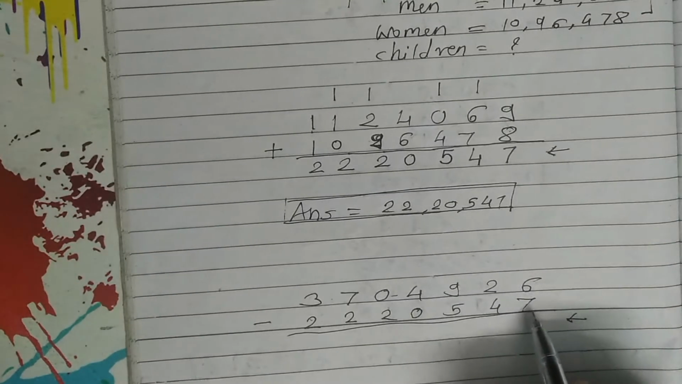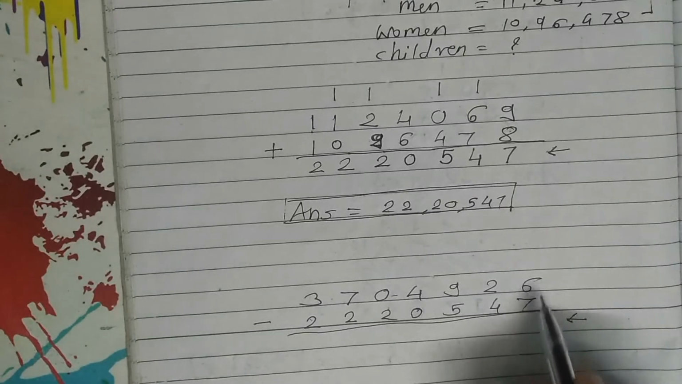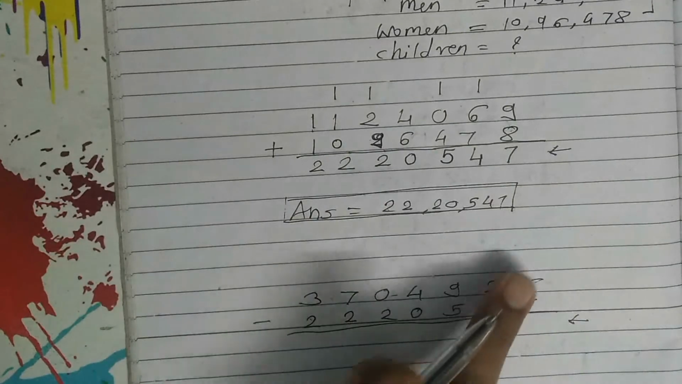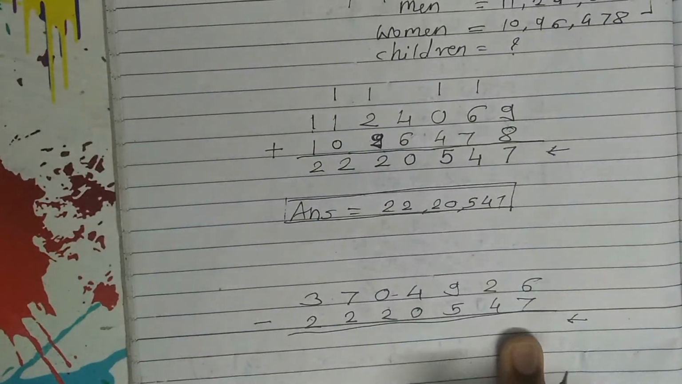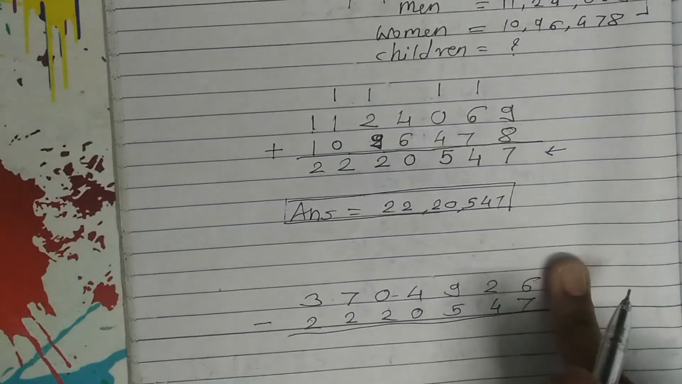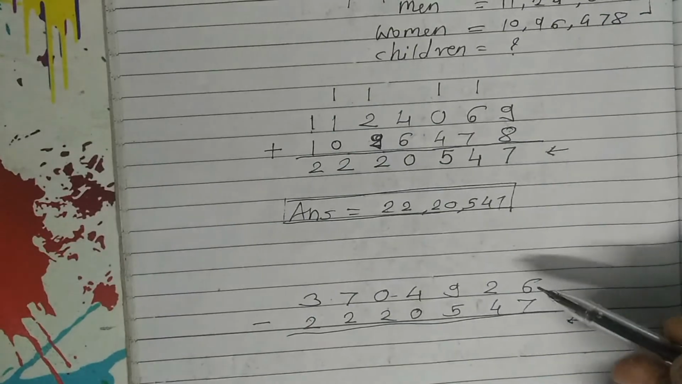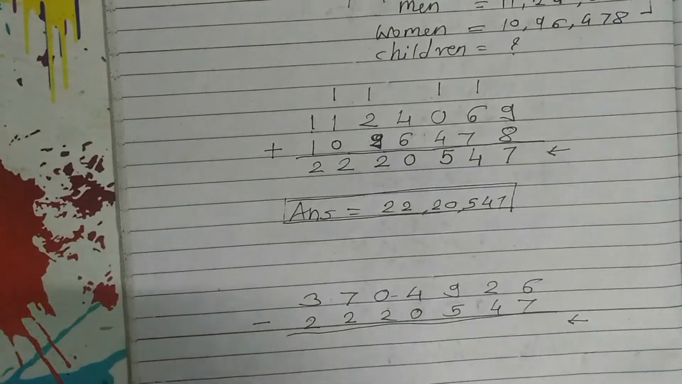Some students, my observation when we are checking papers, a lot of students, if 6 minus 7 is not possible, might be they are doing 7 minus 6. It does not happen in subtraction student. In addition, you can add 6 plus 7, or you can say 7 plus 6, the answer is same. But 6 minus 7 answer is different and 7 minus 6 answer is different. Don't do that. A lot of students make this mistake generally. So that is not a proper way. Upside digit minus downside digit must be there.